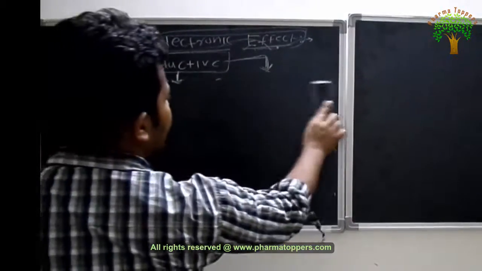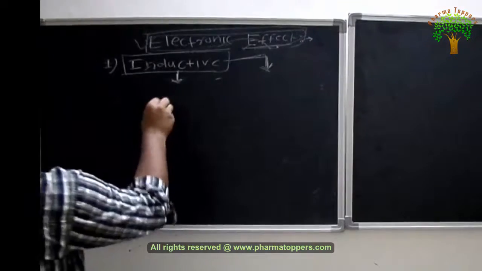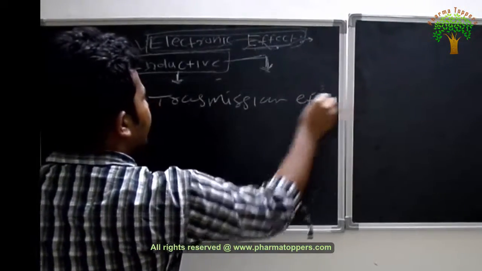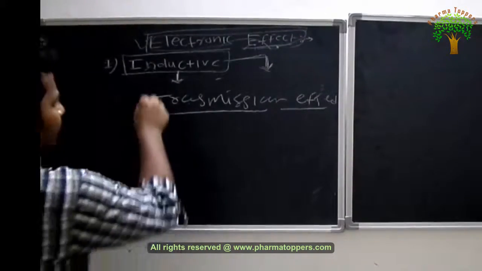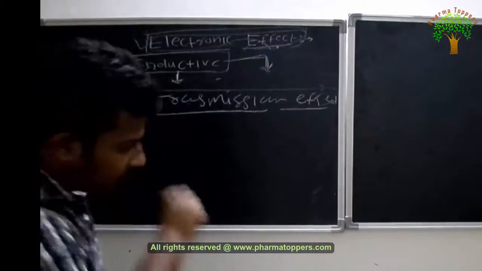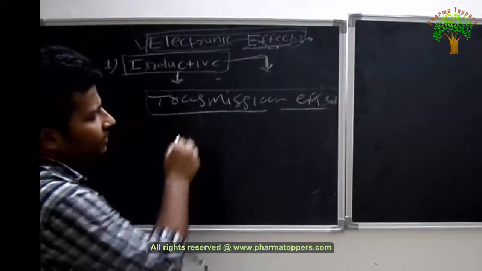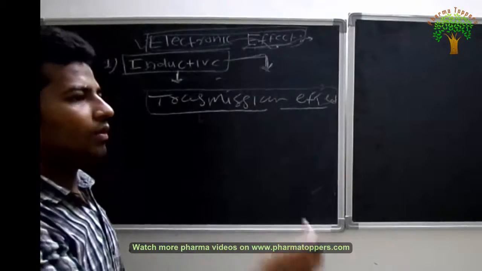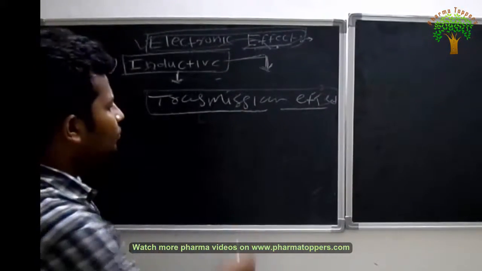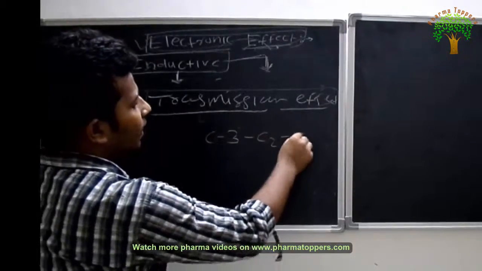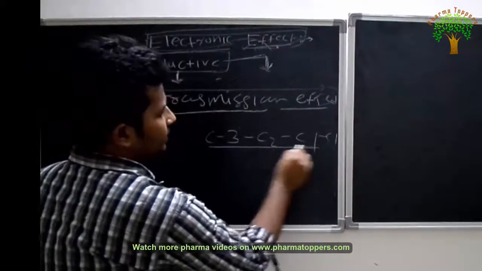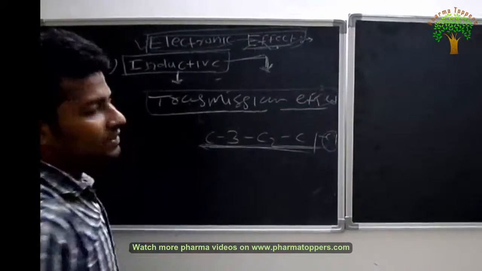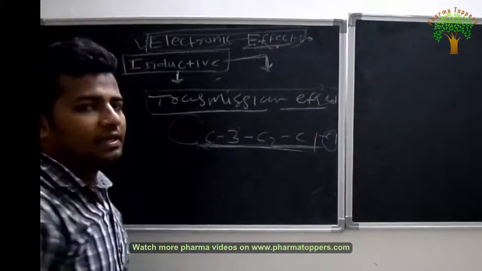And this effect is also called the transmission effect. Very important for any exams, because we should know what the transmission effect is. So what is meant by transmission effect? Whenever an electronegative atom is attached to any carbon atom, that effect is forwarded to the other carbon along the length of the chain. A three carbon chain, C1, C2, and C3. Because of the presence of the electronegative atom, the inductive effect is transferred to this carbon. That's why it is called a transmission effect.